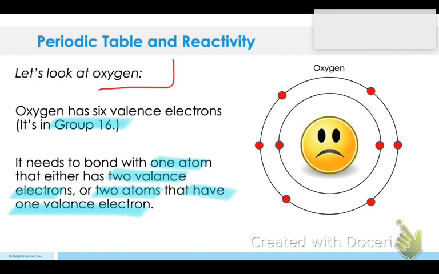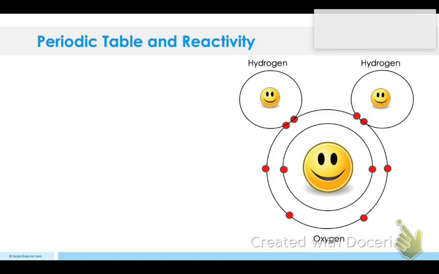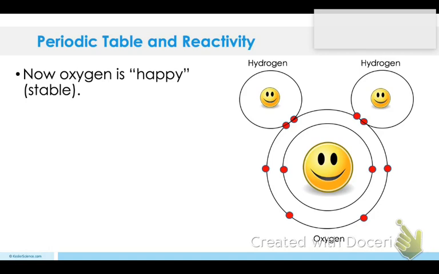So, I want you to remember that that happy number is 8. The goal is to get 8 valence electrons total to be happy. So what element did we just talk about that has 1 valence electron? All right, so hydrogen.